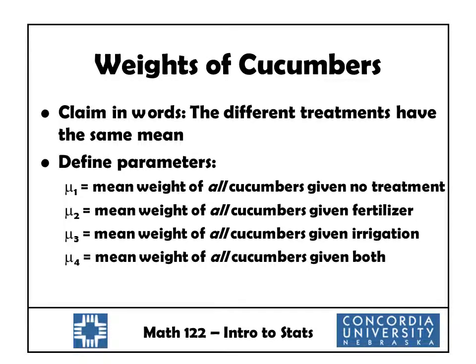Well, the claim that we're going to formally test here is that the different treatments have the same mean. In this case, we're going to have 4 different parameters. As we have 4 different populations, we have 4 different population means. Mu1 would be the mean weight of all cucumbers given no treatment. Mu2 would be the mean weight of all cucumbers given fertilizer. Mu3 would be given irrigation only. Mu4 would be given both. Again, we stress the word all in all those cases because we're comparing these 4 different populations, not just the 5 cucumbers in each one of my samples.